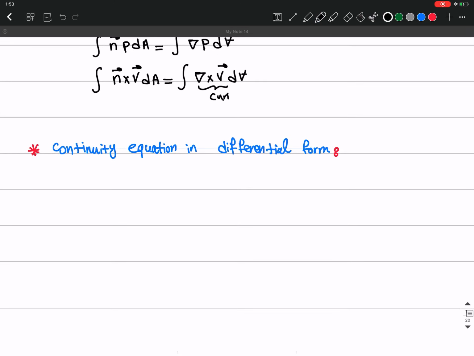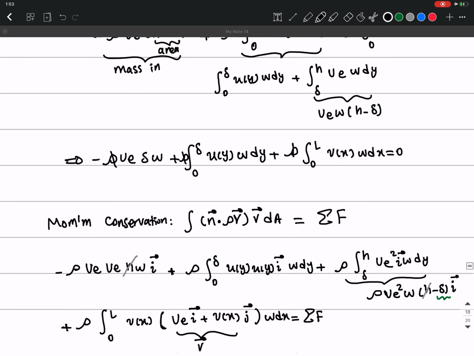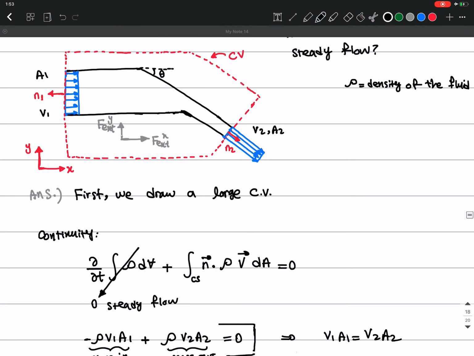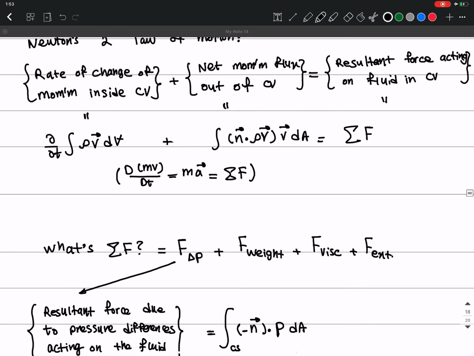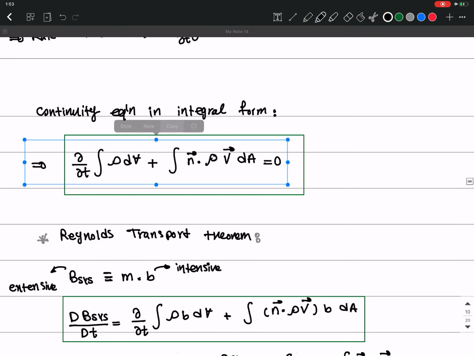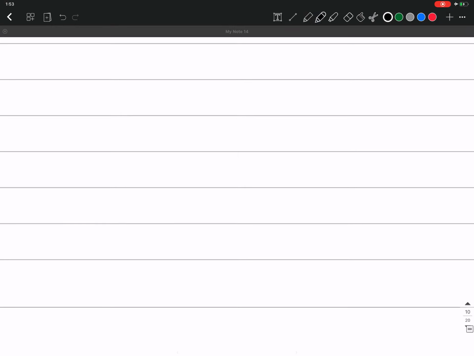So what was the integral form? First I want to start with the integral form of continuity. I can go and find it. Here, this is the integral form of the continuity equation. Okay, so I will start with that.